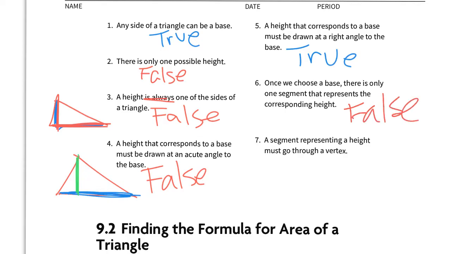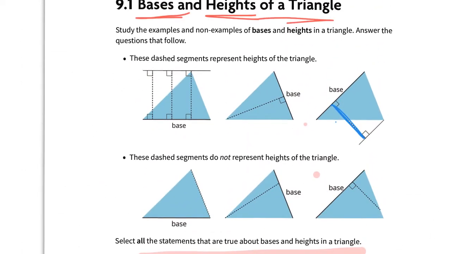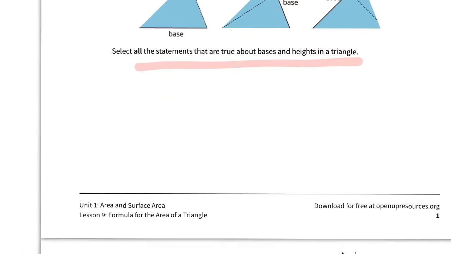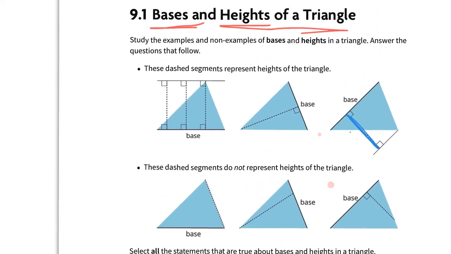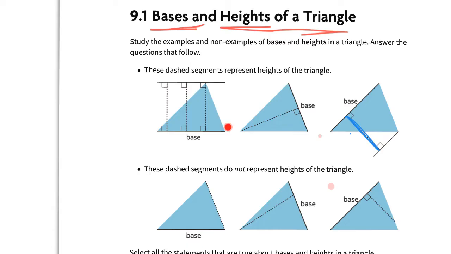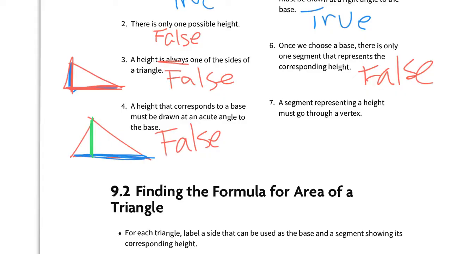Why are we going to call that false? Well, because once we choose a base, there's only one corresponding segment that could be identified as a height. Wrong, because right here we could see once you've identified the base, a lot of segments could be used as the height. So that is definitely a false statement.